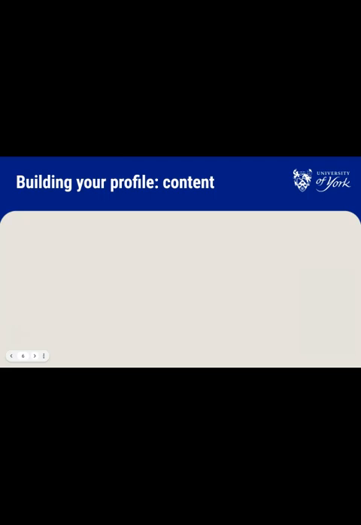There are different sections to fill in. First, you've got the headline. Here you can summarise your aspirations or your current role or situation. Then it's the about section. This gives you a chance to give more details on your current role and your most relevant skills.